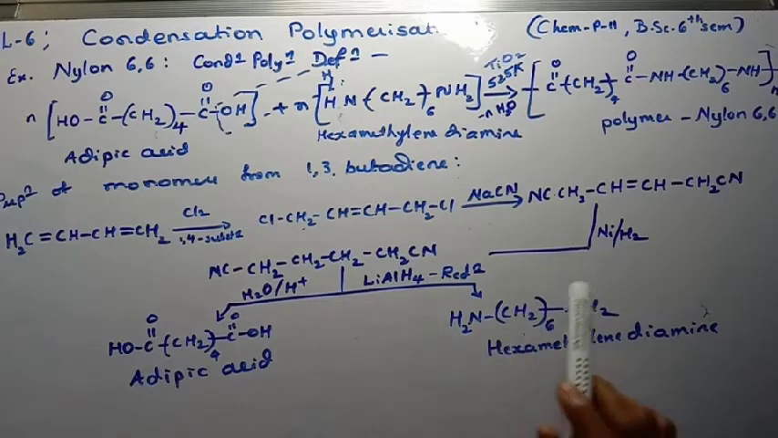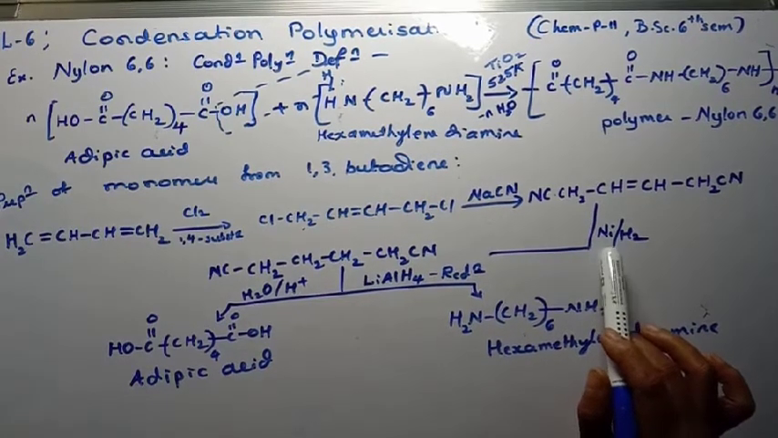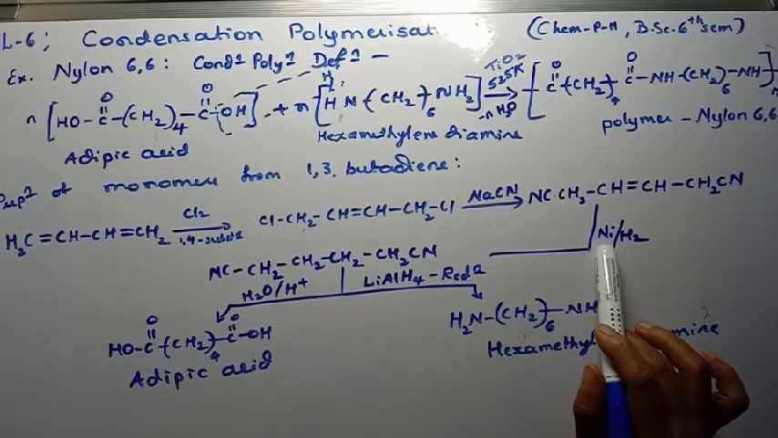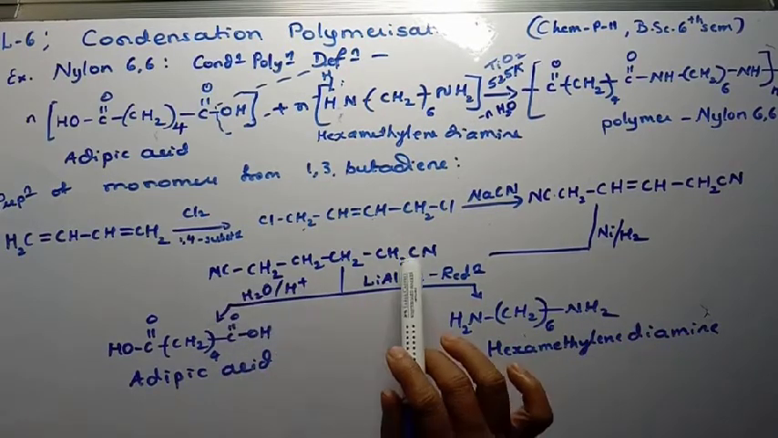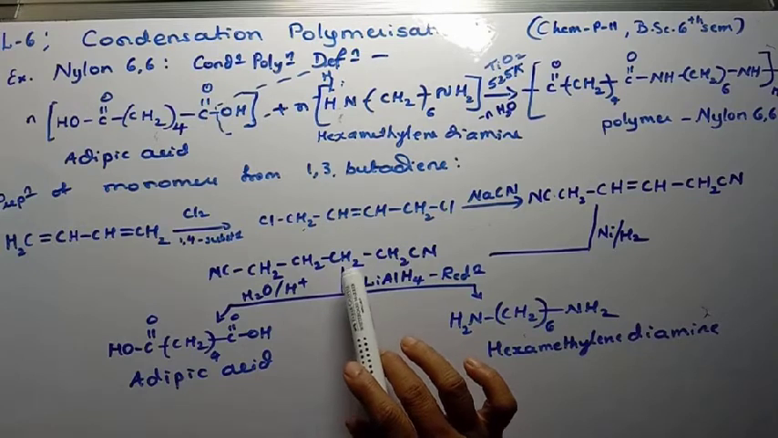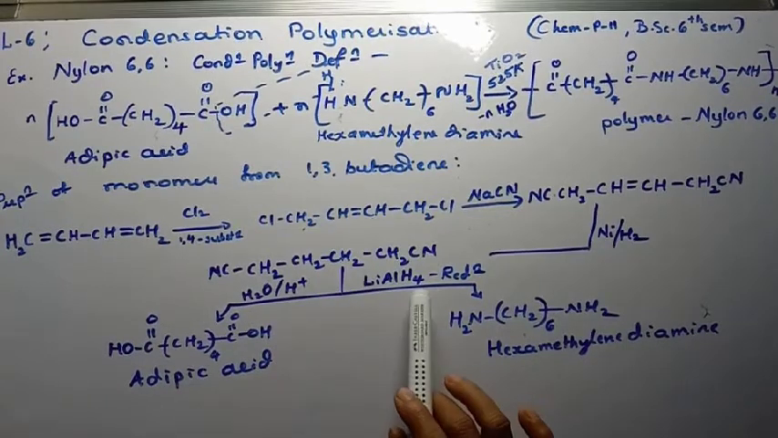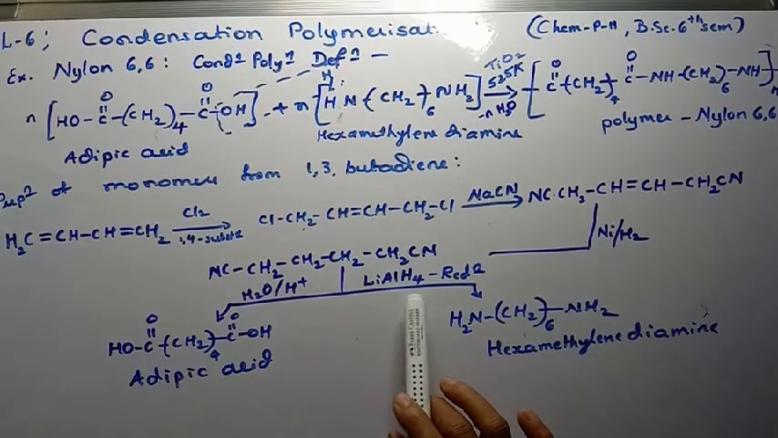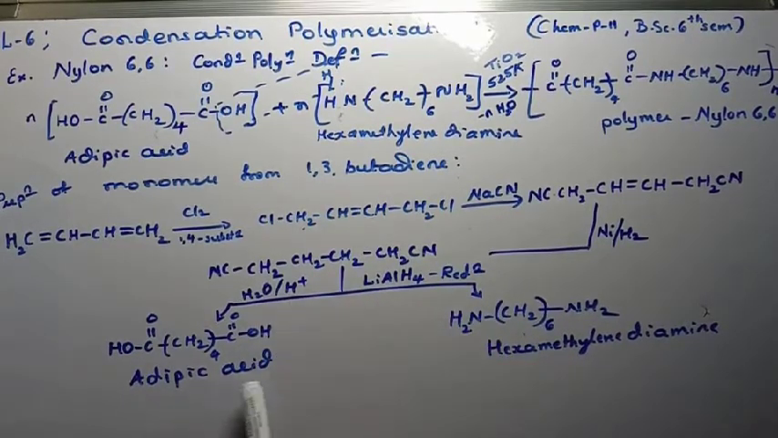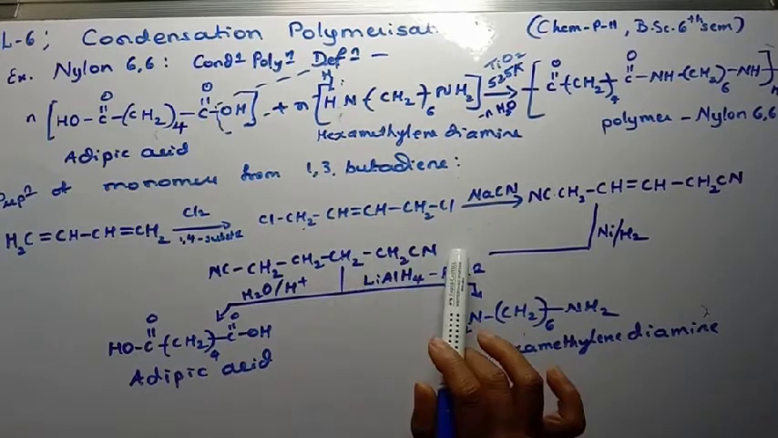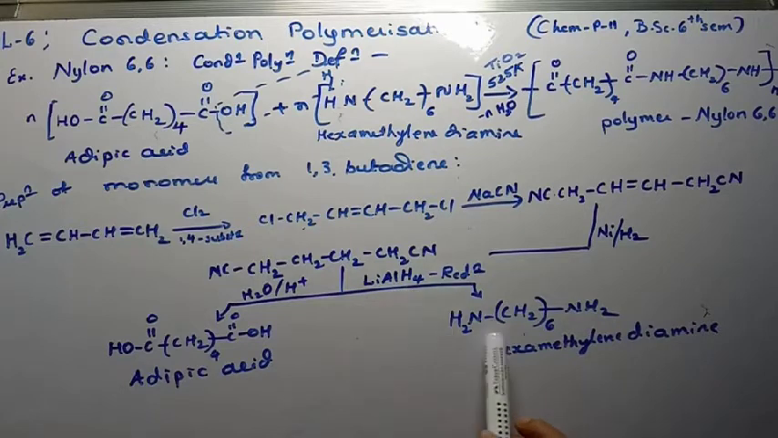Further, when this one is subjected to reduction in presence of nickel as a catalyst, it gives 1,4-dicyanobutane. Further, there are two different procedures. In one reaction, when this molecule is subjected to acid hydrolysis, it gives adipic acid, and when this molecule is subjected to reduction once again using lithium aluminum hydride, it gives hexamethylene diamine.